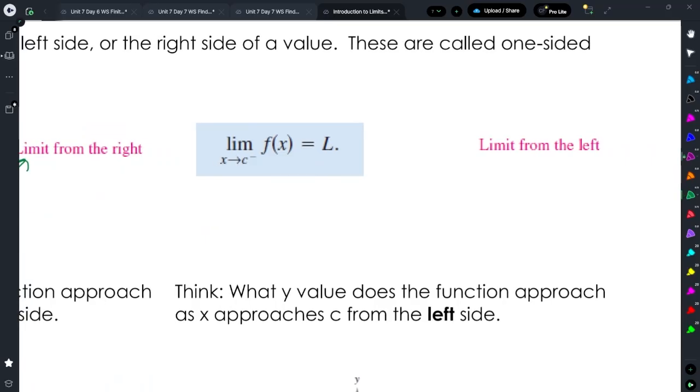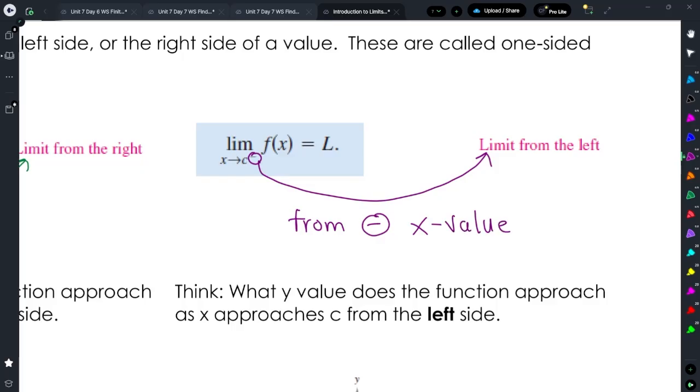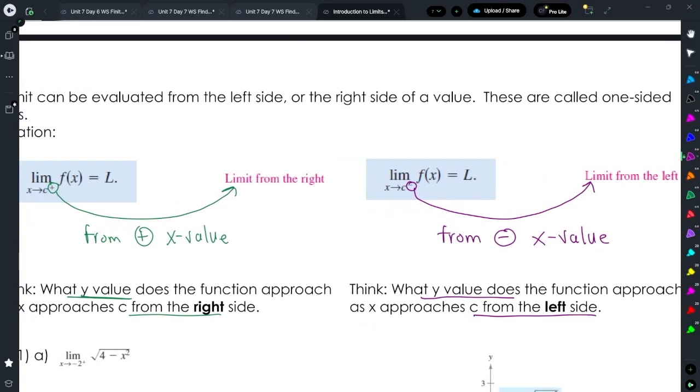And then we also have limits from the left. So that negative means from the left. So again, we're going to be starting from negative x values. And again, it doesn't matter if the actual x value is positive or negative. I'm going to be starting at the negative x values and get closer and closer to whatever it is. And again, what y value does the function approach as x approaches c from that left side? So let's look at some graphs here.